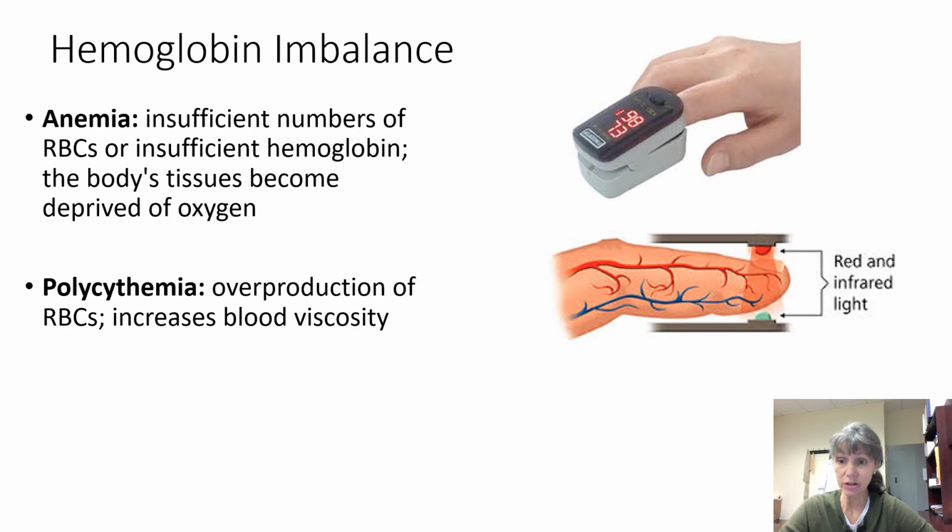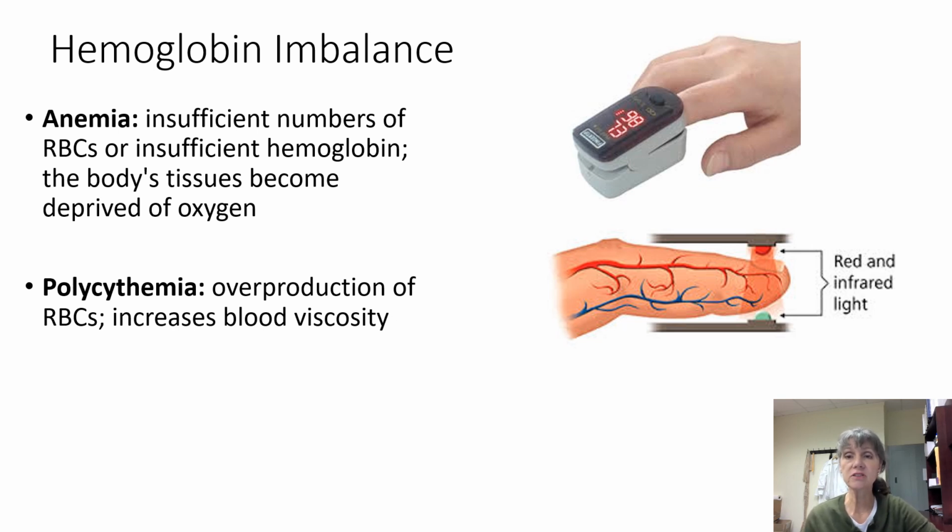Hemoglobin imbalance can occur if there's either not enough hemoglobin or too much hemoglobin. Anemia is what occurs when there are either insufficient numbers of erythrocytes or insufficient hemoglobin, and the result of that is that the tissues throughout the body become deprived of oxygen. On the opposite end of the spectrum, polycythemia occurs when there's an overproduction of erythrocytes in the body, and that makes the blood thicker, so it increases blood viscosity.